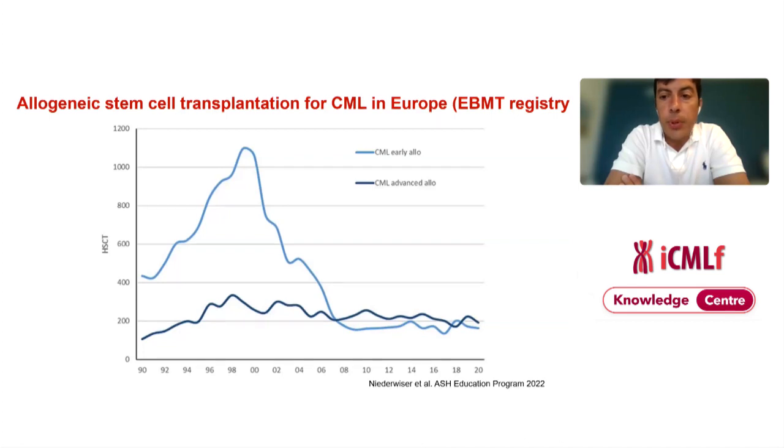It is very important to underline that the probability of receiving an allogeneic bone marrow transplantation in the chronic phase decreased over time, because only patients who are resistant to at least 2 tyrosine kinase inhibitors now may receive an allogeneic bone marrow transplantation, and the number of patients receiving an allogeneic bone marrow transplantation for CML in advanced phase did not change, because the indication has been maintained.